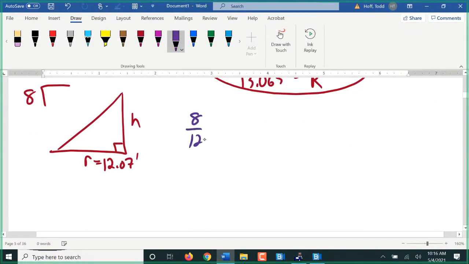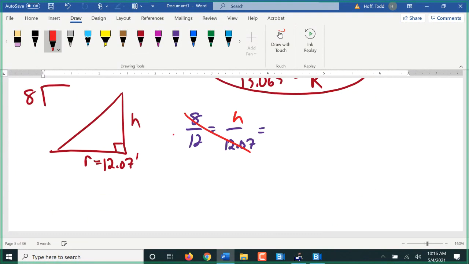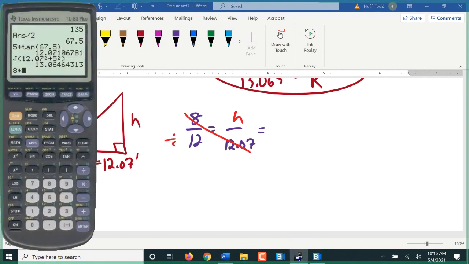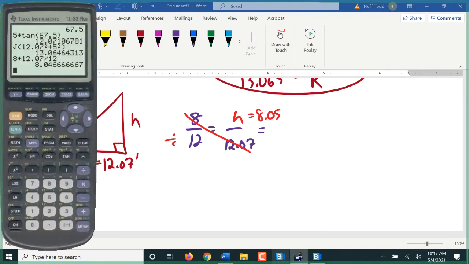So we have 8 over 12 equals h over 12.07. Well, you can see h is going to be just a little bit more than 8 here. We're going to cross multiply and divide. 8 times 12.07 divided by 12 is 8.05. Actually 8.0466666, it's like 8 1/24 inches, I believe. We're okay with just leaving it as 8.05 for now.